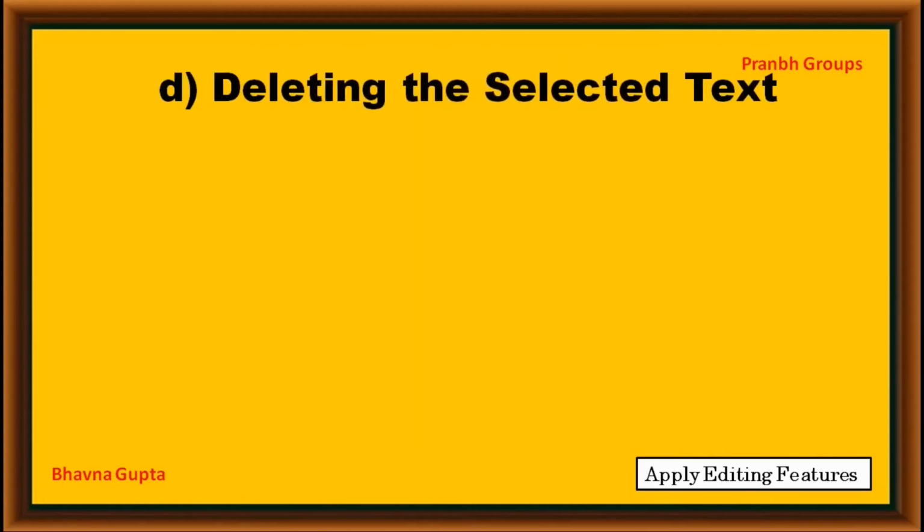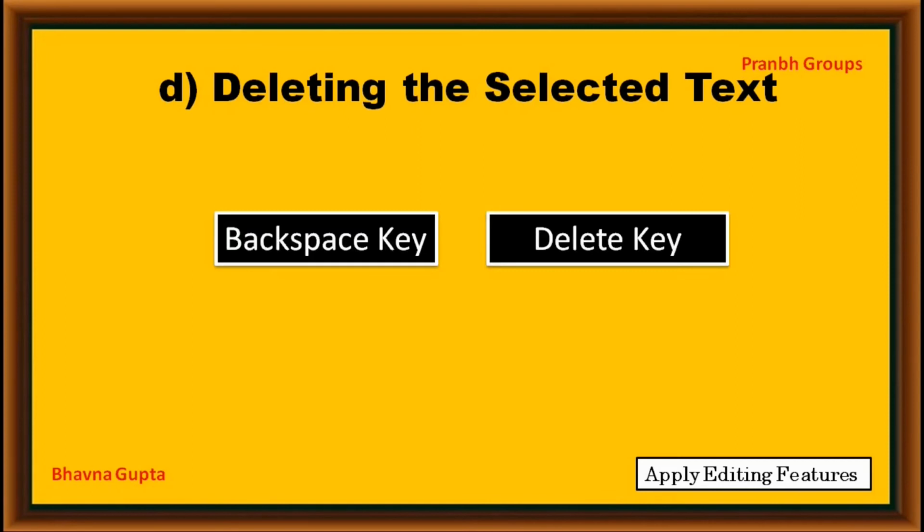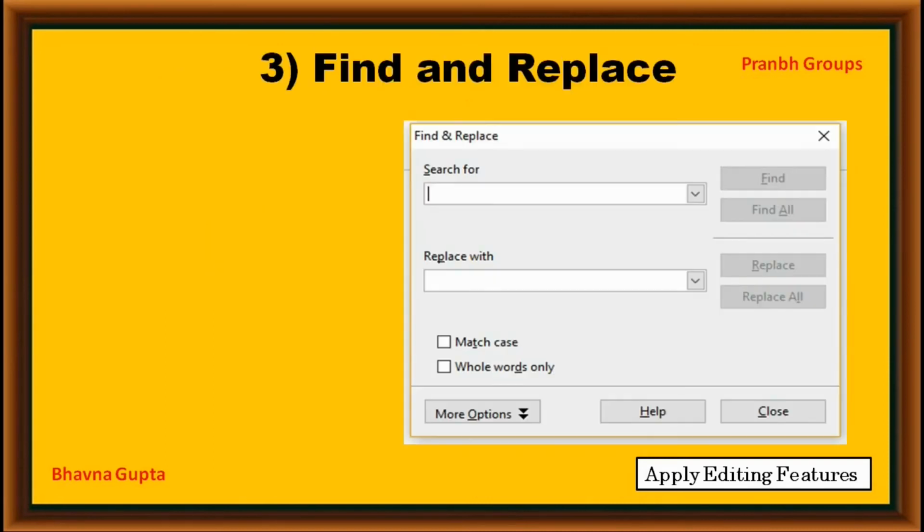And next one, deleting the selected text. You can use the Backspace key or Delete key for deleting text. And next one, find and replace. Sometimes you need to search for a particular text or word in a document, or sometimes your situation requires the replacement of some text or word. All word processors provide find and replace utilities that you can use for this purpose.